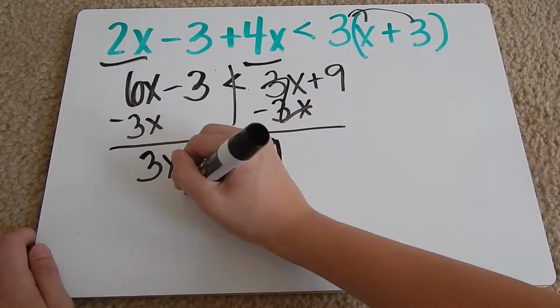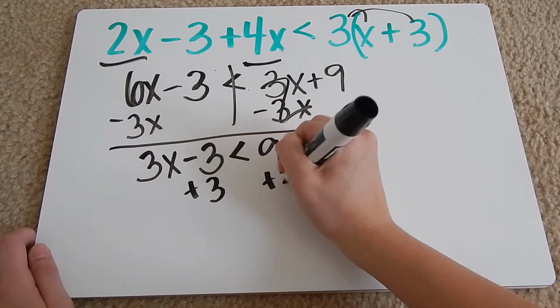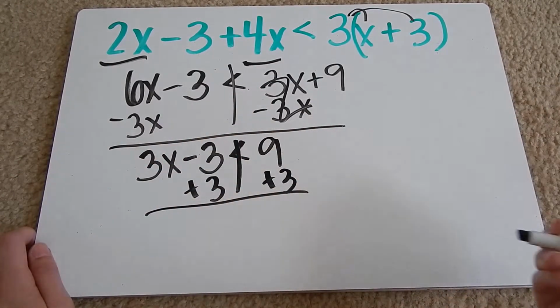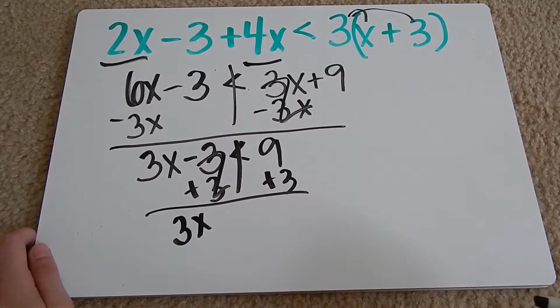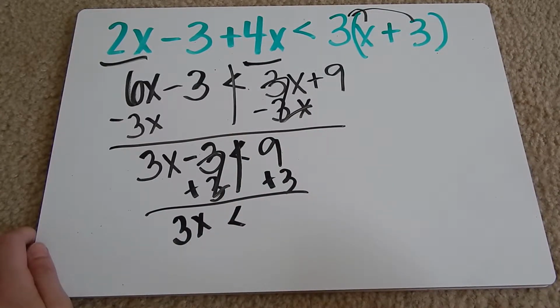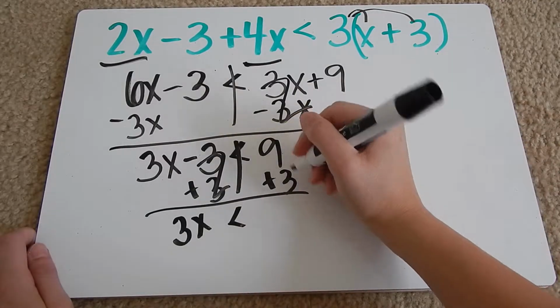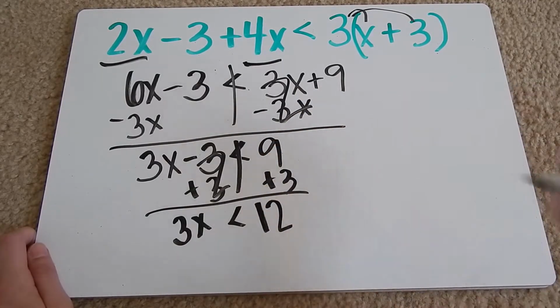So I'm going to add 3, trying to get x by itself here. When I add 3, my 3's are going to zero out on the left. Again, bring down your inequality symbol, that less than sign. It doesn't change because I only added. And then add 9 plus 3 is 12.